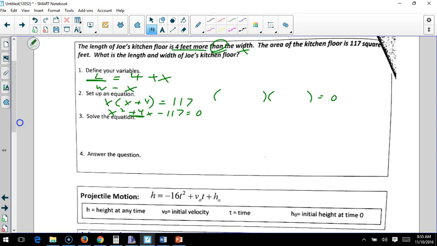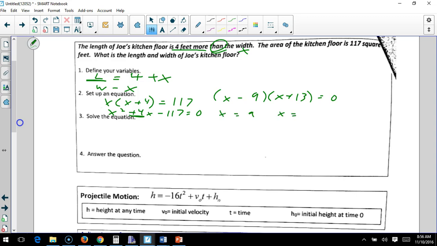117 divided by 7. Decimal. 117 divided by 8. See how long this takes? Decimal. 117 divided by 9. Ha ha! 13. Are 9 and 13 4 apart from each other? Yes, they are. I want more left over. There you go.